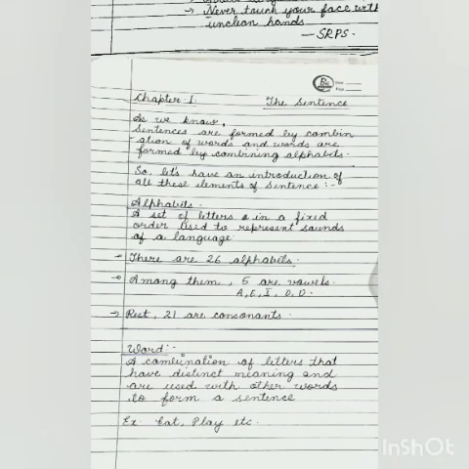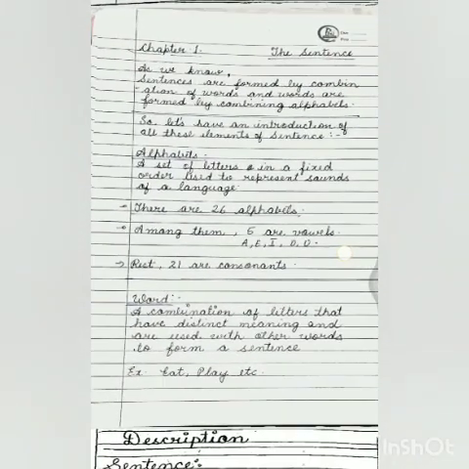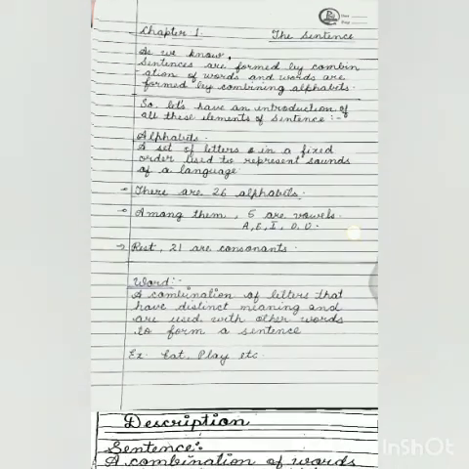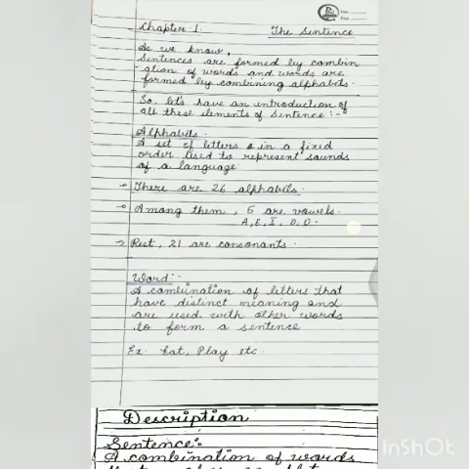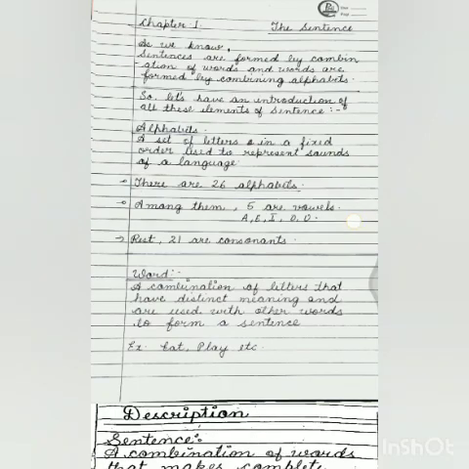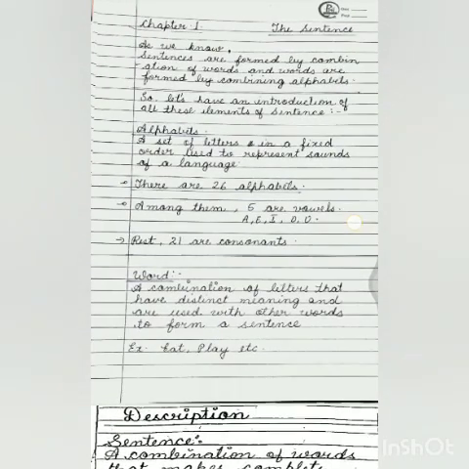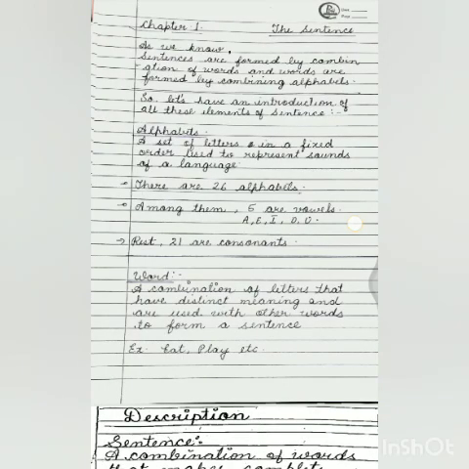We all know that sentences are groups of words that are formed by combining alphabets. What are sentences? Sentences are groups or combinations of words that are formed by combining alphabets. So you all must be knowing what alphabets are, but still to revise, alphabets are a set of letters. What are alphabets? Alphabets are a set of letters arranged in a fixed order.